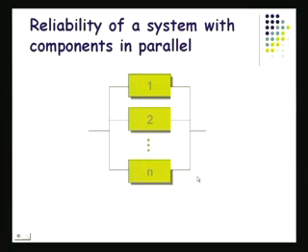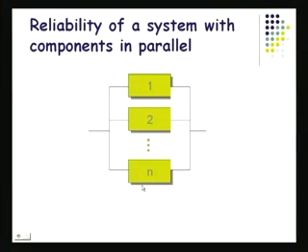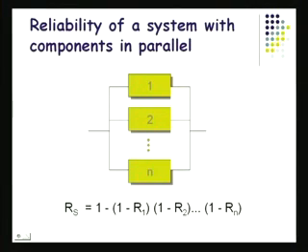The picture is slightly different when you've got things in parallel. Then, of course, any one of the components surviving would actually mean that you've got a reliable system there. And there, of course, the failure would take place if all of them fail. Therefore, the chance that the system will fail is the first one fails and the second one fails and the third one fails and so on. So here it's going to be a slightly different formula.